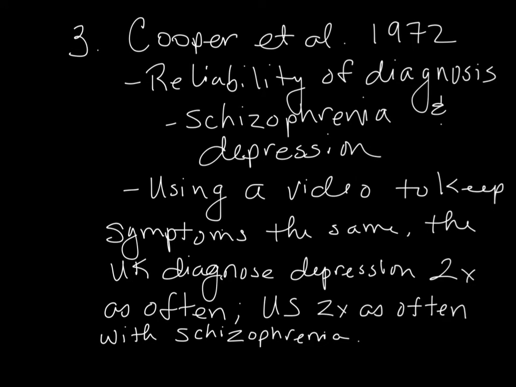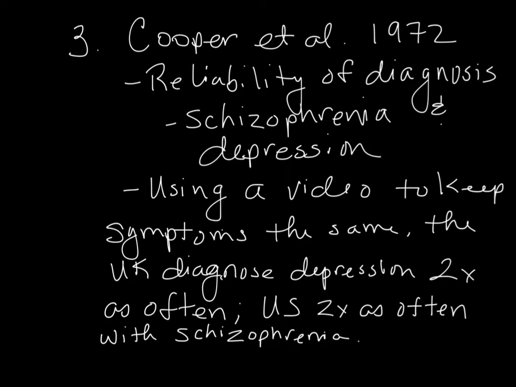Here I want to talk about the Cooper study, the Cooper et al. 1972. It's in your study guide as well. It's the reliability of diagnosis, and they were looking at schizophrenia and depression. What they did was they took a series of videos, and people were displaying certain prescribed symptoms in these videos. You'll have to read the original study. It's been a while since I've actually read it myself. But in it, I think there were 5 or 10 videos, and they asked physicians both in the United States and in the UK to examine these videos and come up with a diagnosis.